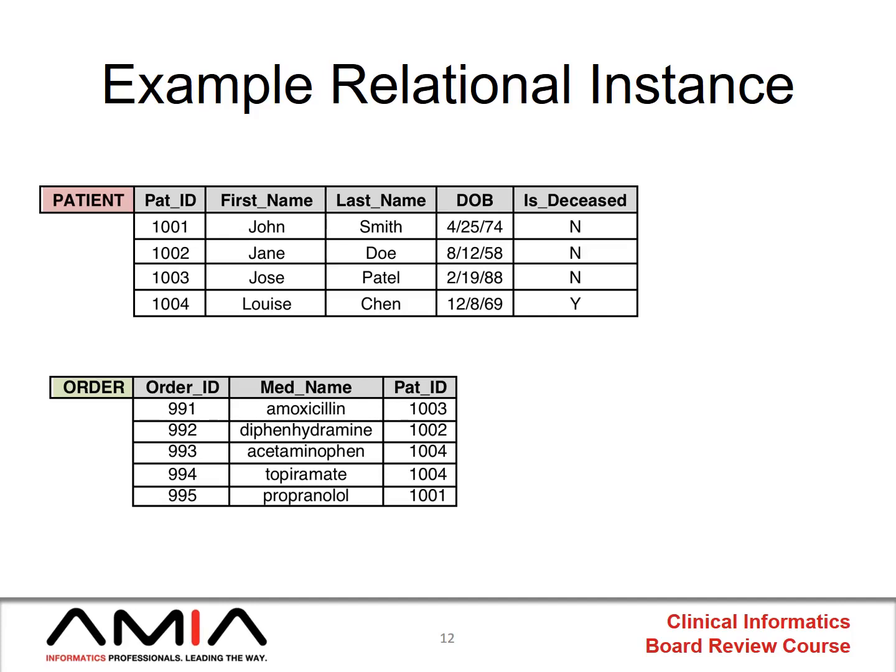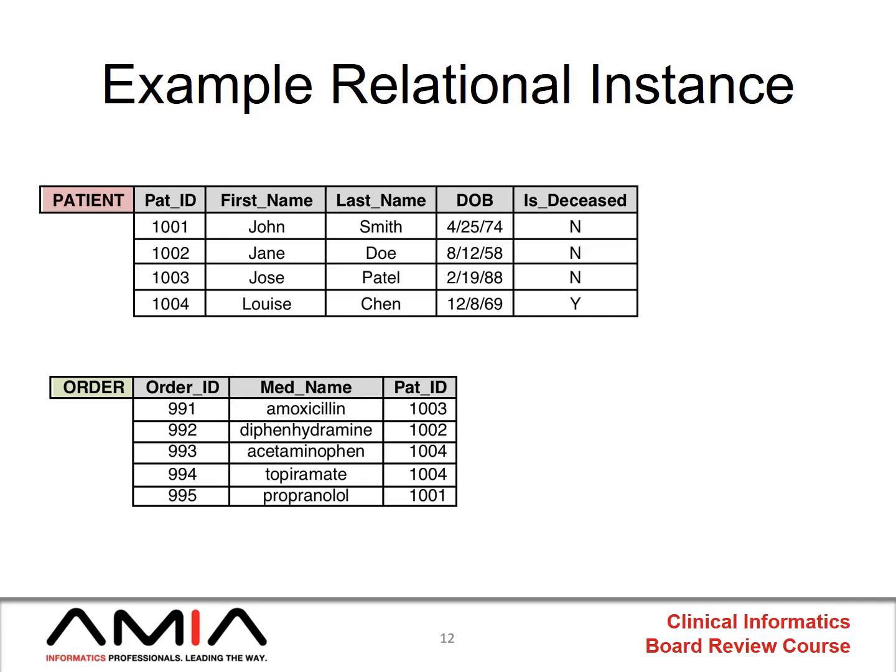That's actually not required, nor is it recommended. You really should not have a pattern for those, but for simplicity's sake, that's what I've done here. And you can see, for example, Louise Chen now has her own patient ID, 1004. I've split apart her first name and her last name so I can reuse them in different ways in the future. I've constrained her date of birth to a date field, and I've indicated with a simple Boolean value whether she's deceased or not. In the order table, I'm doing the same thing.